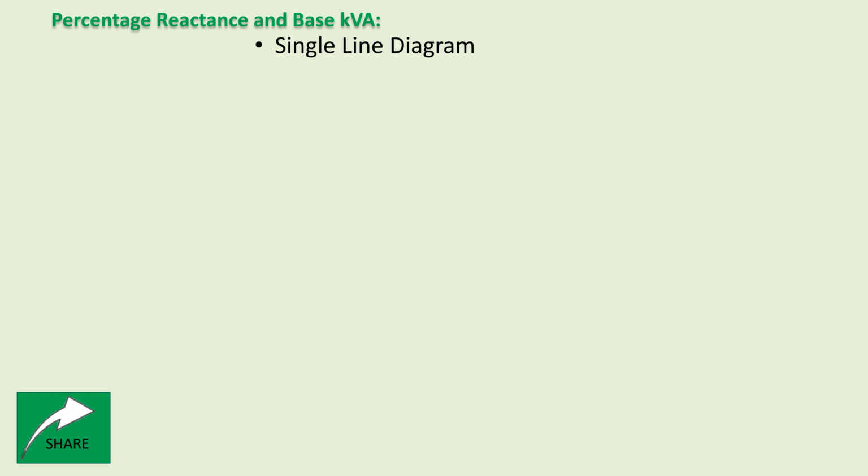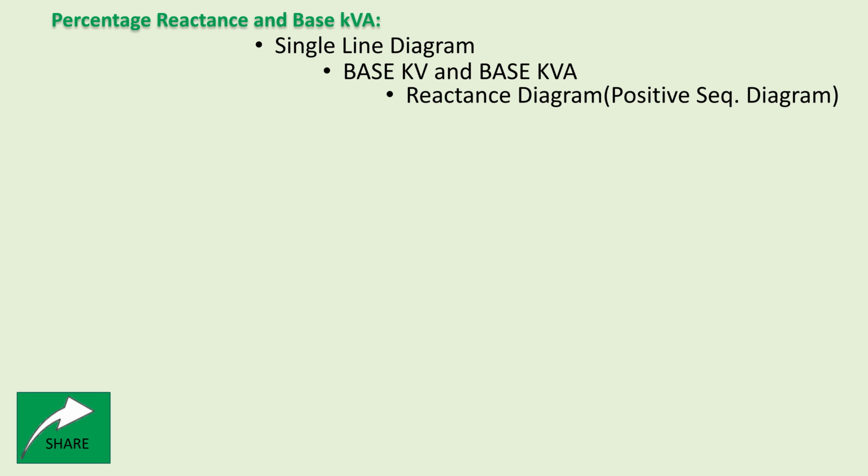Fault calculation normally begins with drawing a single line diagram of the given system. Next, suitable kV and kVA bases are chosen for each voltage level. Thereafter, the reactance diagram or positive sequence network of the system is drawn. These are the preliminary steps in fault calculations.